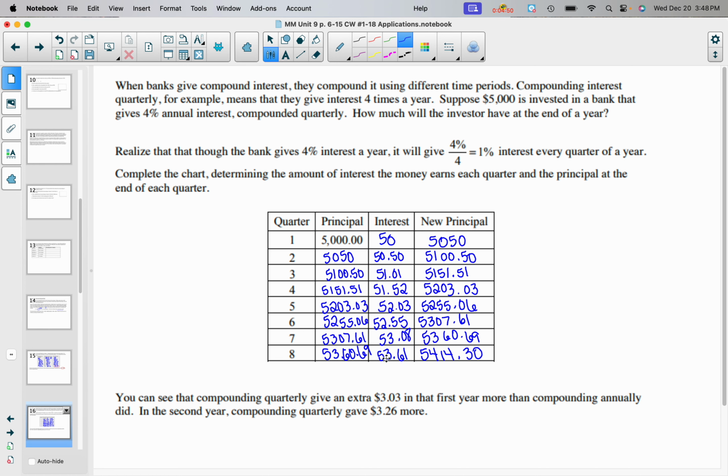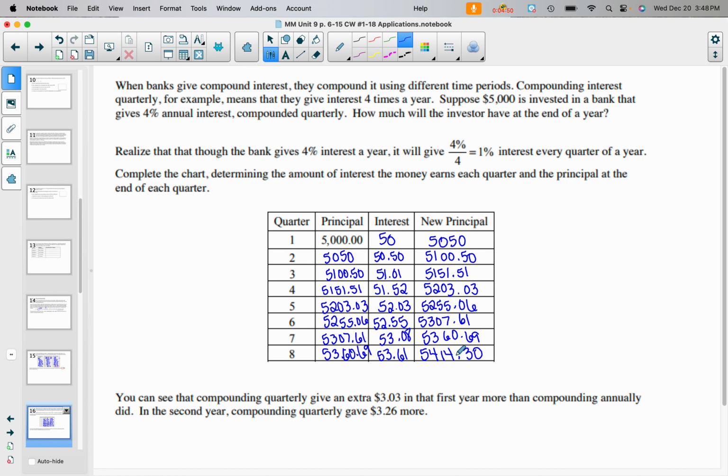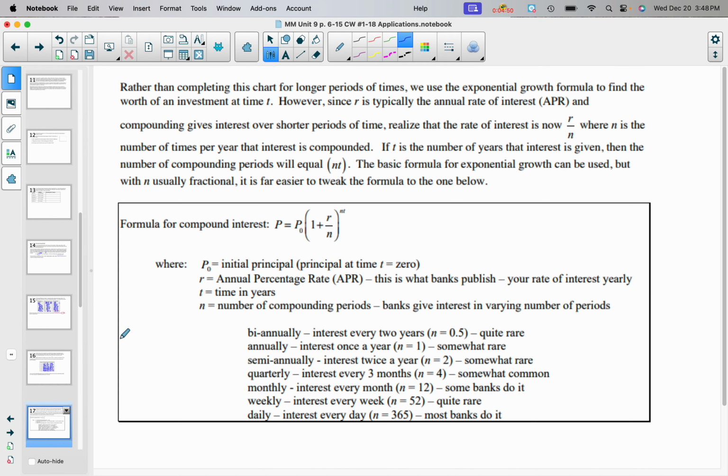So compare this to our answer here after year 2, and you can see that when you compound quarterly, you actually end up with a little more money. I mean, we're not saying a significant amount, but the more frequently you compound, the more money you will earn. So rather than completing a chart for longer periods of time, we can use a formula that represents exponential growth to find whatever that total investment would be.